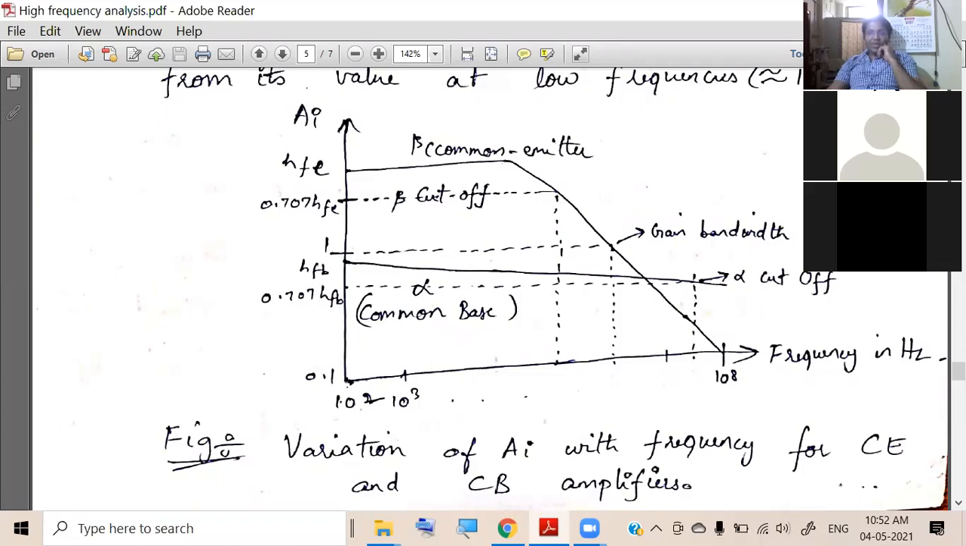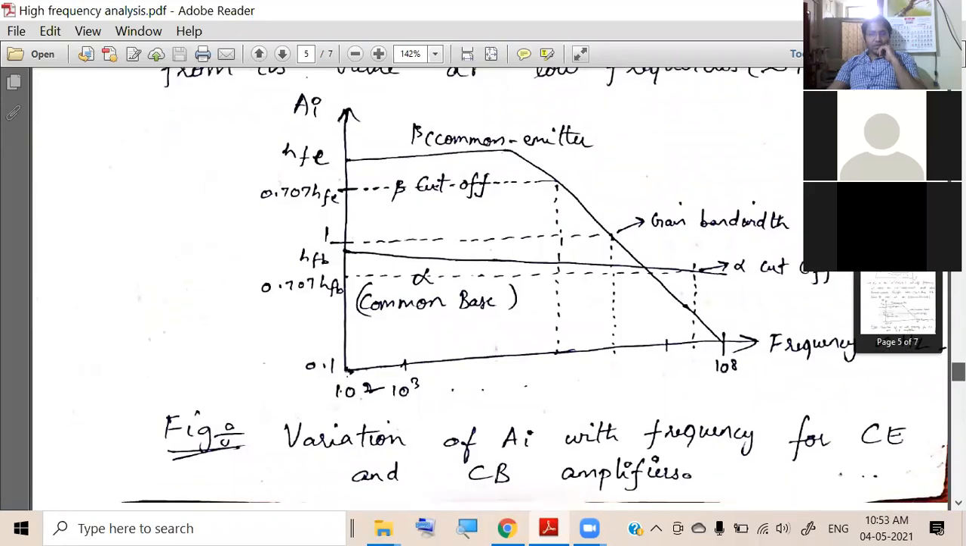In simple words, f beta is the common emitter cutoff frequency. F alpha is the common base cutoff frequency. This frequency ft is where the gain of the common emitter configuration becomes 1. Means when f is equal to ft, in the expression of current gain in common emitter configuration, when we put f equal to ft, then the gain of common emitter configuration becomes 1.